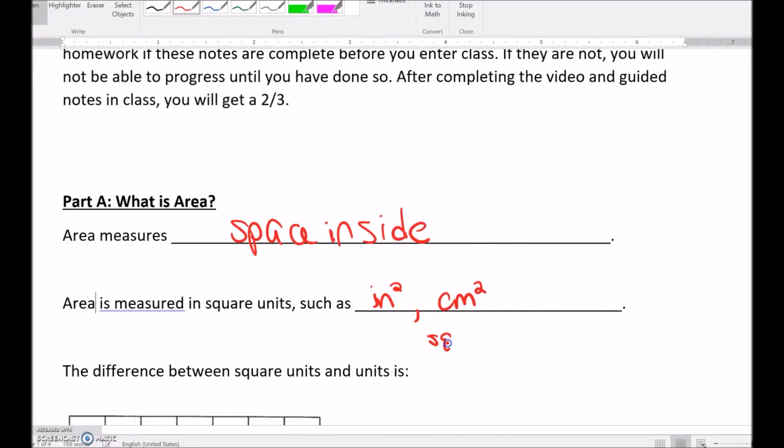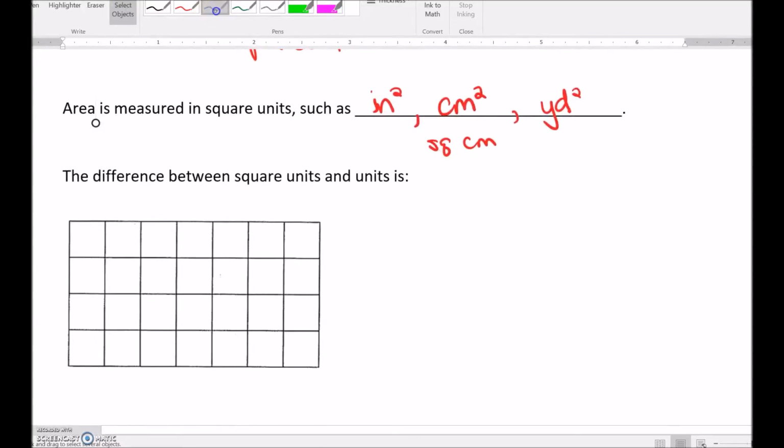That can also be written as square centimeters, with the whole word square and the whole word centimeter, fine. And then square yards, etc. If you ever write an area without that little 2 in it, without the little square in it, it's actually not correct. Because what is 1 inch?